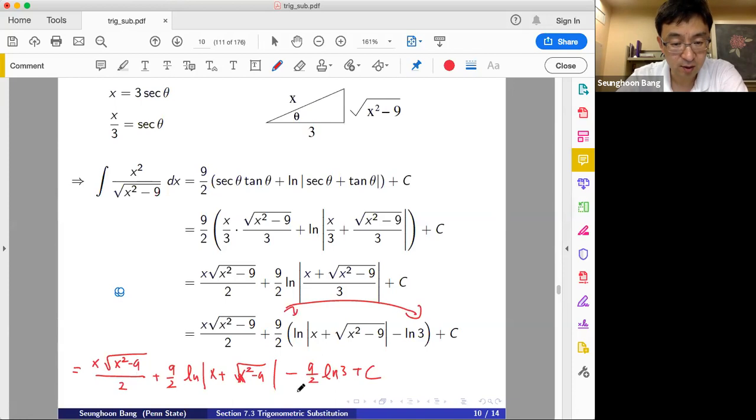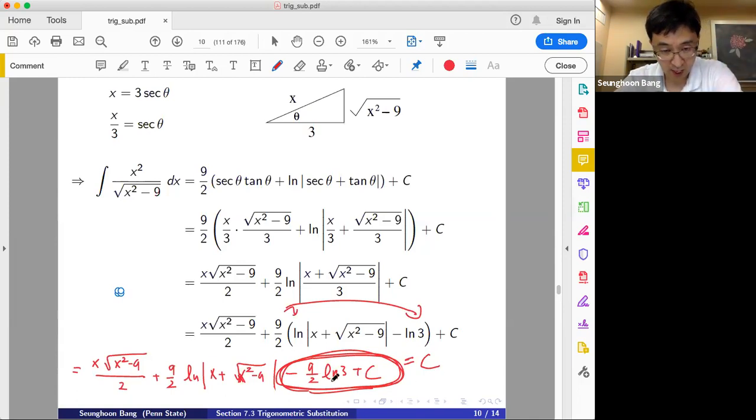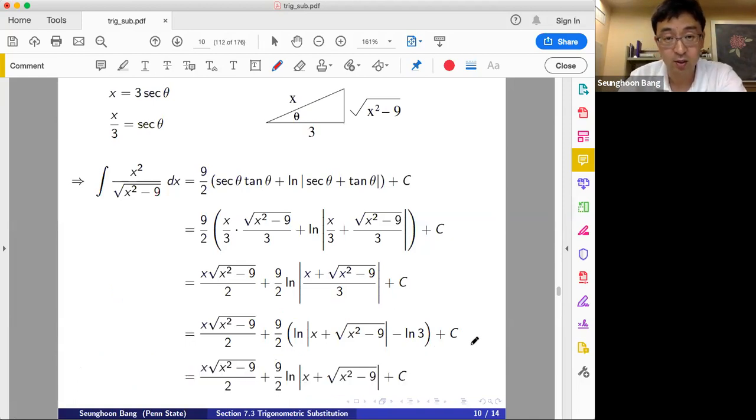So what's that? This is constant plus constant. This is constant plus constant. You can change it to another constant, like C. It doesn't matter. The C is an arbitrary value, so you can rename it. So exactly: x root x squared minus 9 over 2 plus 9 over 2 ln of the absolute value of x plus root x squared minus 9, plus C. This is the whole idea. This is the answer to this question. It's good.